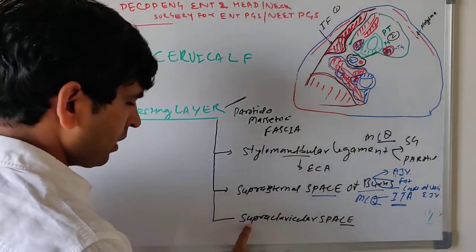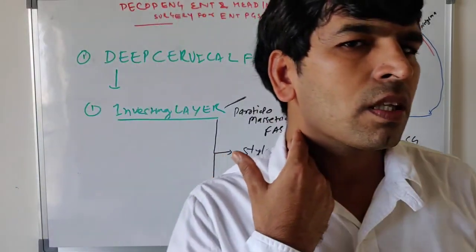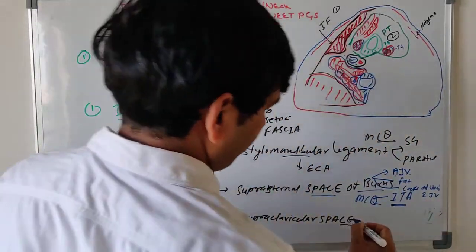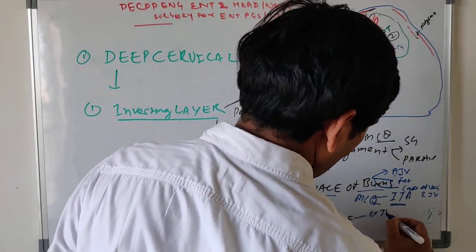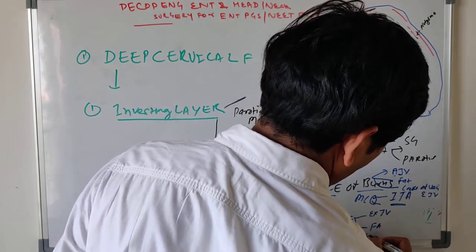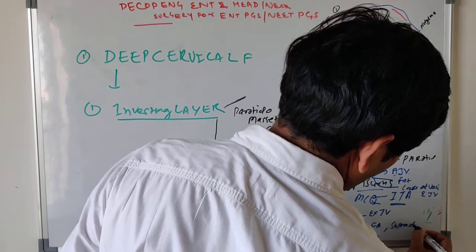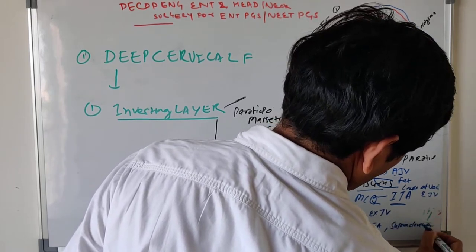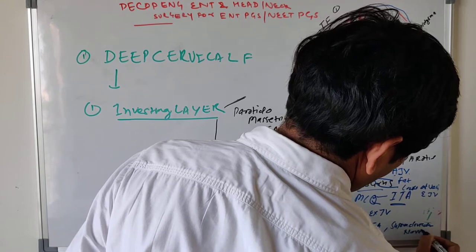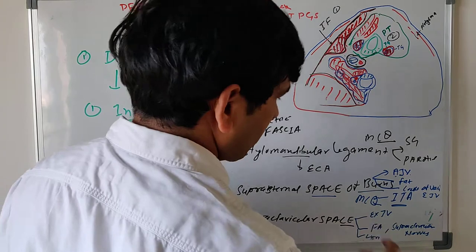Similarly, the supraclavicular space contains the external jugular vein and fat and some lymph nodes, mainly supraclavicular nodes. These are the contents of the supraclavicular space.